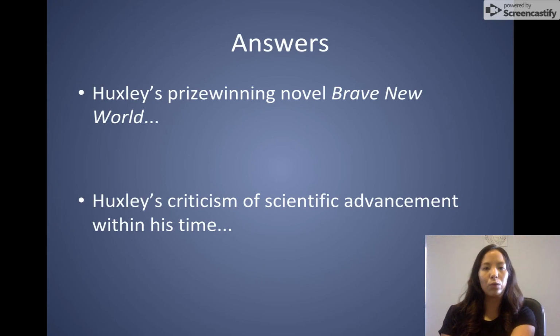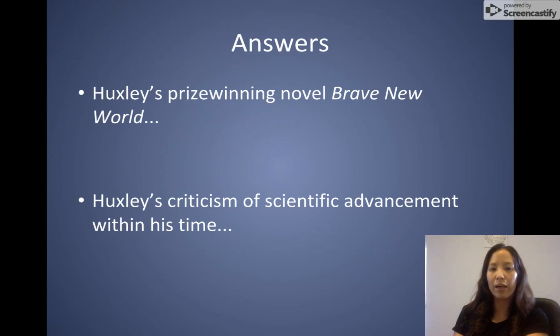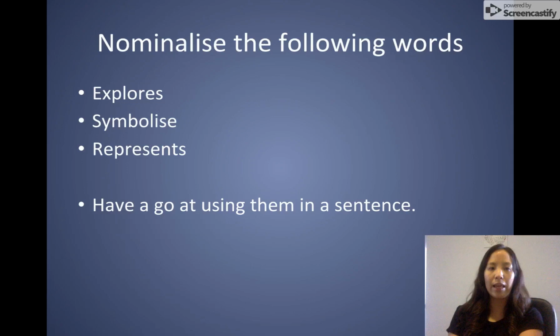Huxley's prize-winning novel, Brave New World, and you see you can end it there, so you can continue the sentence there. And then Huxley's criticism of scientific advancement within his time. Again, there's a lot more that you can say there.